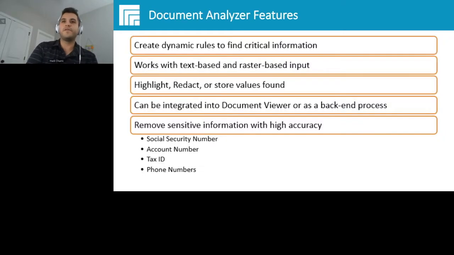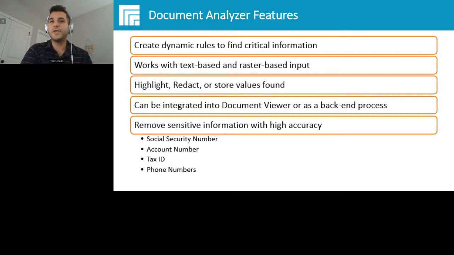So part of the Document Analyzer features are that you can have dynamic rule sets to help enable what you're looking for, such as social security numbers, account numbers, tax IDs, and phone numbers. You can do various things once you find the locations. It's all dynamic, and so if you're searching for a social security number and you want to only redact the first 6 numbers and leave the last few visible, or redact the whole thing, you have full control over all the different rule sets.